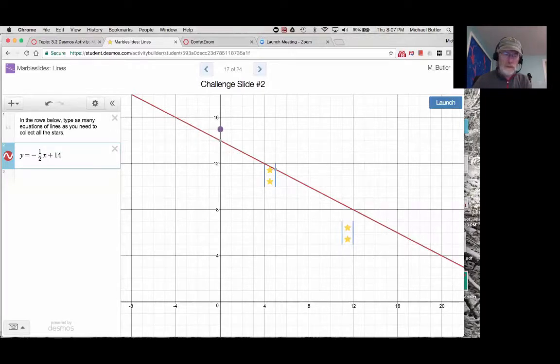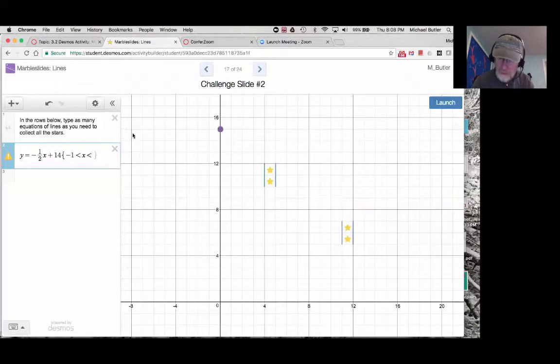Okay, so we got to do something about the domain, though. We don't need that whole line. So let's go ahead and break that up. Let's go from -1, just to give it a little bit of room there, is less than x, which is less than, let's see, that's 4. So we can go out to 4, I think. So if we launch it, yippee skip, we got those marbles, didn't we? Or those stars, yeah? Okay.